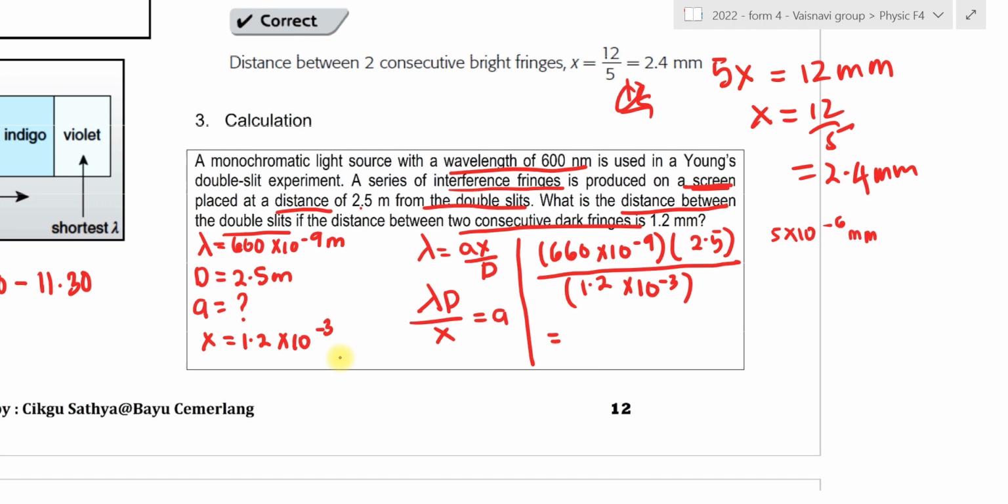Jadi, apa jawapan yang kita dapat? Kita tengok. Kalau kita calculate, apa? 1.25 times 10 power of negative 3.